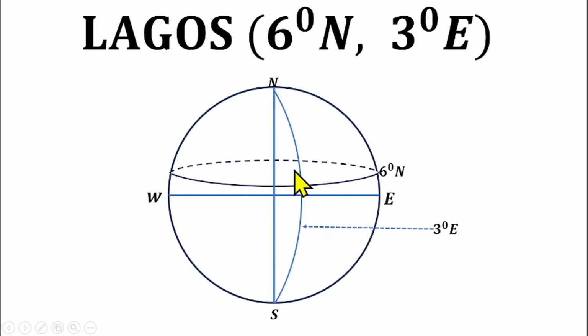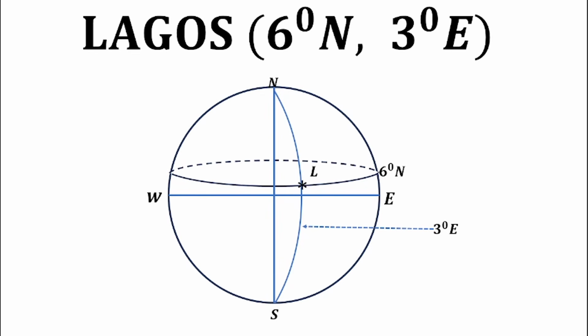It should be where the line of latitude 6 degrees north intercepts the line of longitude 3 degrees east. So at this point, that will be Lagos, represented by this L. By now, I want to believe that you can locate any location on the Earth surface given the geographical location of that point. So once you are given a geographical location of any point on the Earth surface, you should be able to locate the point on the Earth surface.